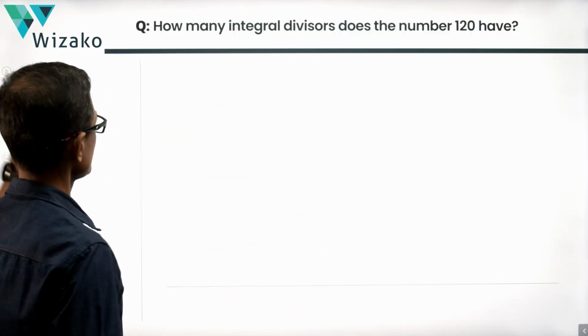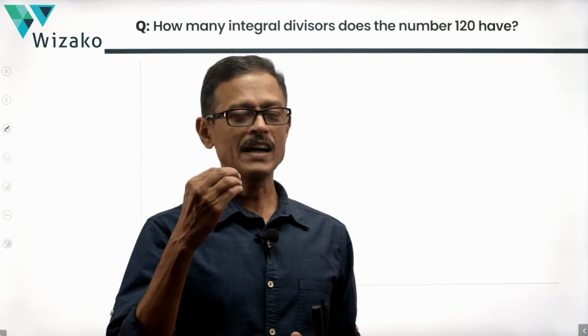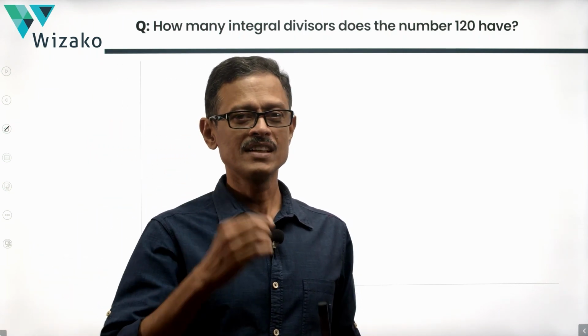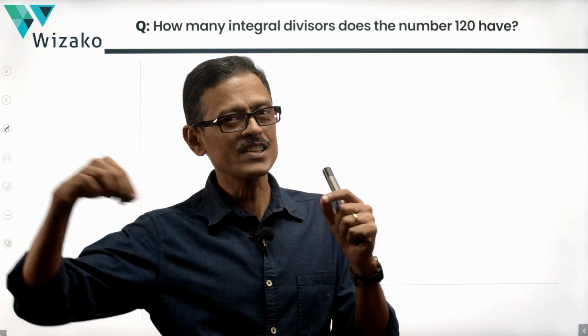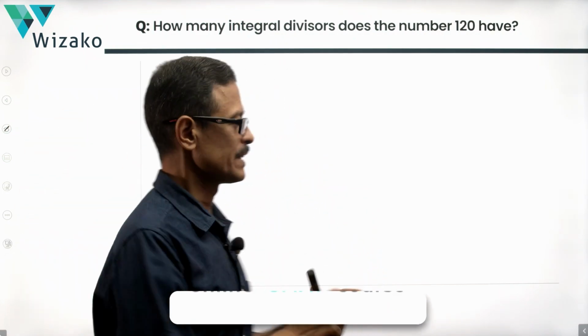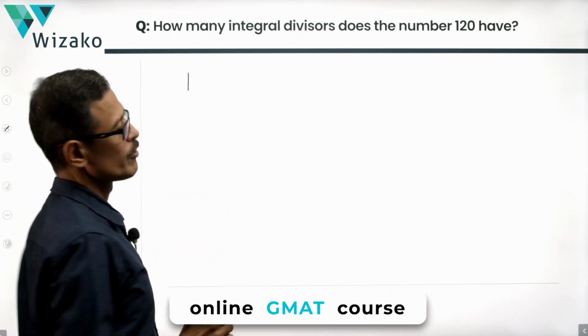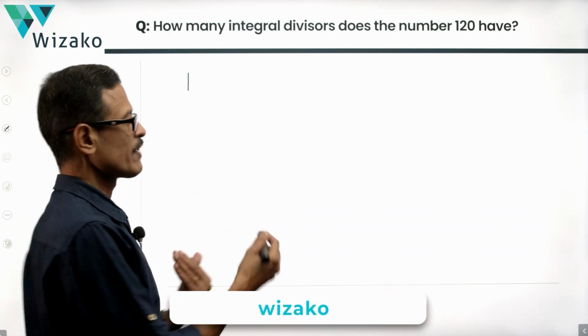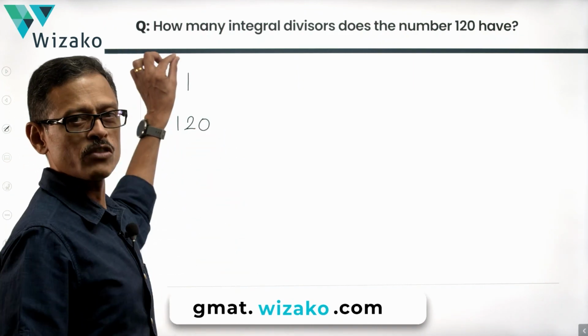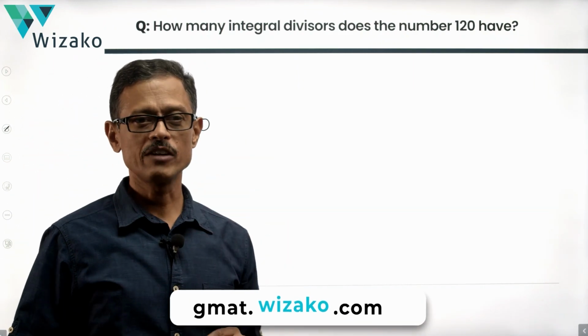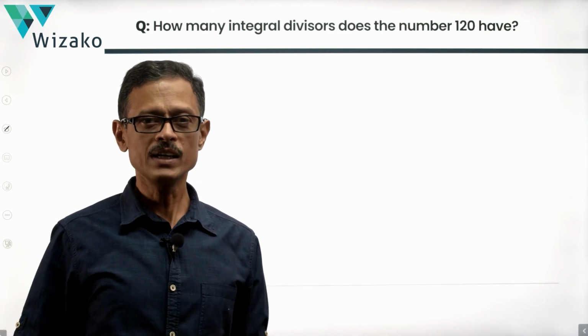120, what all factors does it have? When you're listing down factors, the only thing I want you to exercise is, whenever you list down one of the factors, write down its corresponding factor. We'll see what that means, right? 1 is a factor of 120. The corresponding factor, what will 1 multiply to give us a 120? 1 is a factor, 120 will also be a factor. The product of these two will end up being a 120.